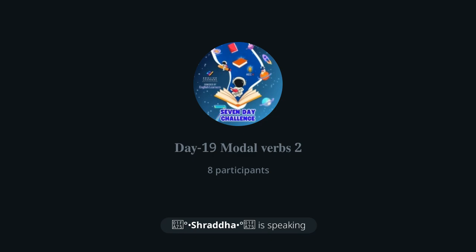He ought to be here by now. Okay, these suggest what's the right thing to do or what we expect to happen, right? Now let's see in the past participle, regret or criticism. You should have eaten healthy food. He ought to have arrived by now. These express disappointment that something didn't happen as it should have.